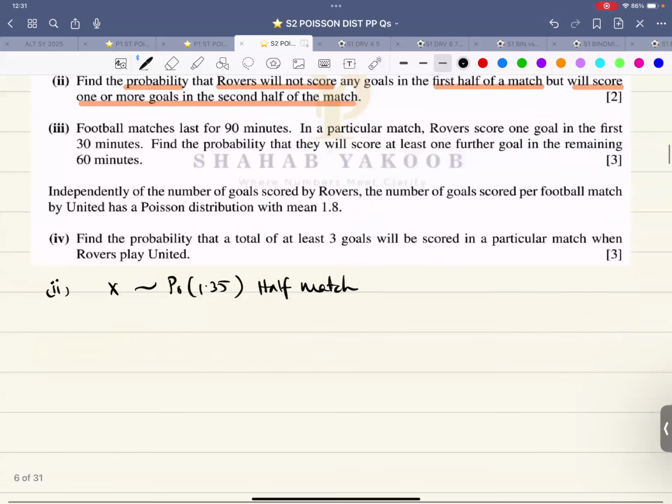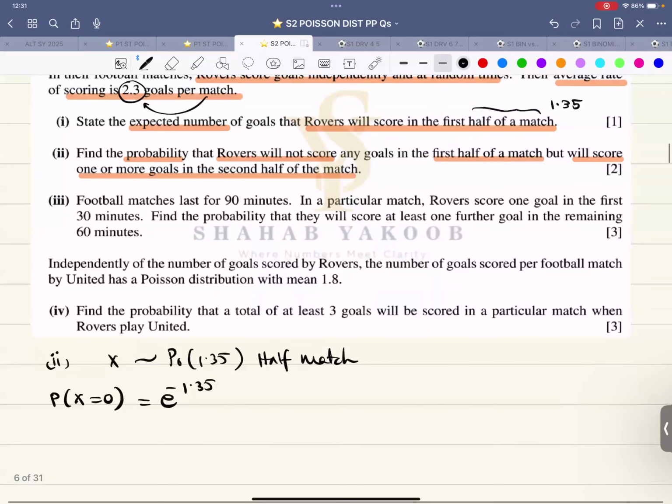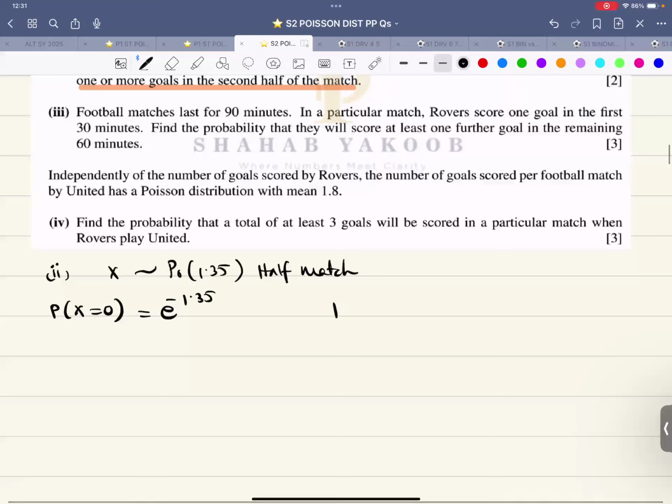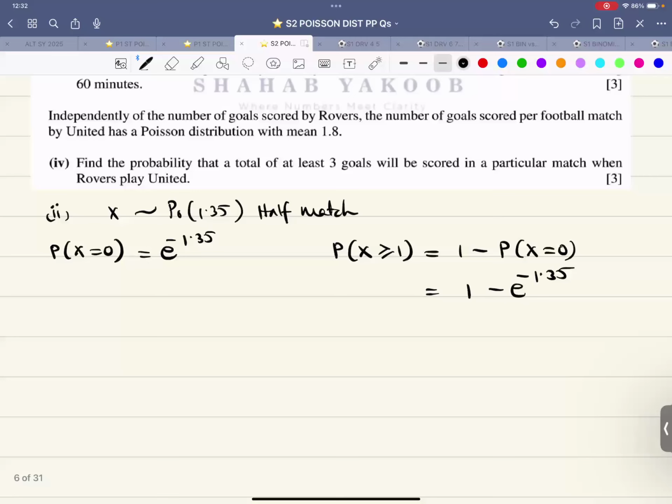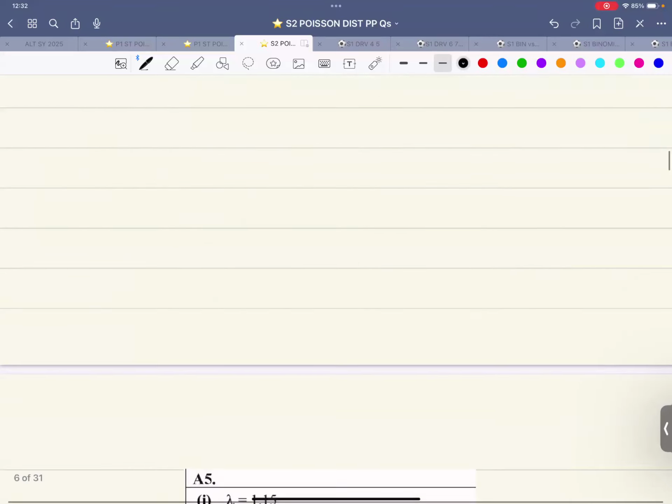So no score in the first half. So probability X equals 0. That is e raised to power of negative 1.35. And one or more goals scored, that means at least one, which is 1 minus probability X equals 0, which is 1 minus e raised to power of negative 1.35. So therefore, it's the concept of "and". So this is e raised to power of negative 1.35 multiplying with 1 minus e raised to power of negative 1.35. Let's double check the answer.